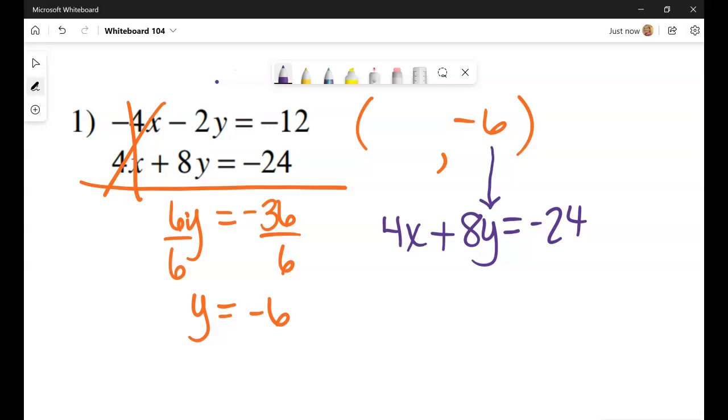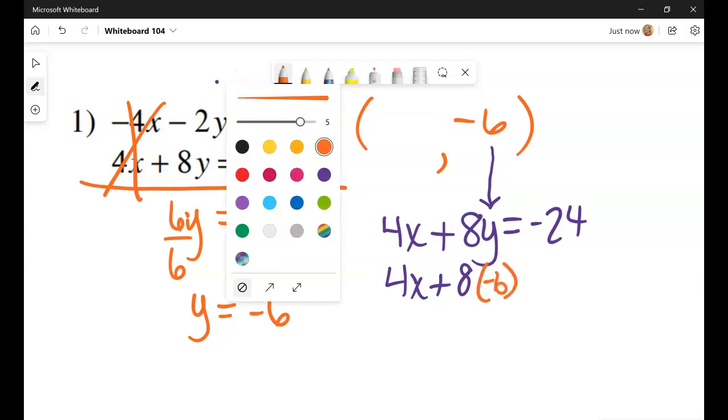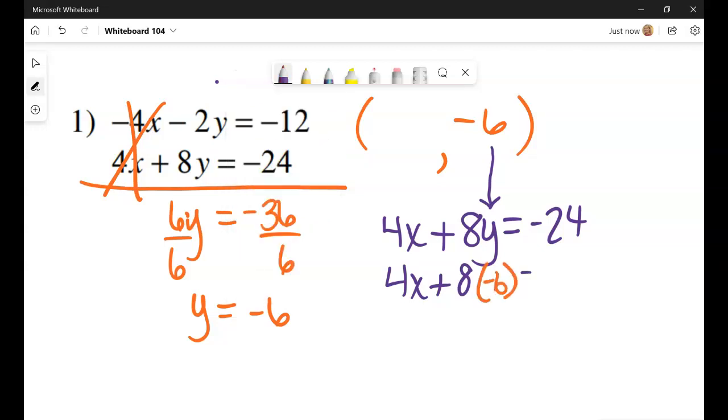So we'll walk through the process. 4x plus 8, and I replace the y with the negative 6 equals negative 24. So this is going to be 4x. That's a 6. It doesn't look like it, but it is. That's a 6. And what did you say I was going to get when I multiplied? Equals negative 24.